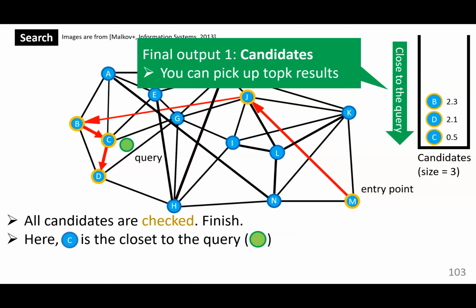If you set the size to 1, are you guaranteed to find the single nearest neighbor or not? Okay, that's also a very nice question. Whether the nearest neighbor is guaranteed to be found depends on the graph. If the graph is bad, then you cannot find it. Okay, any other questions?